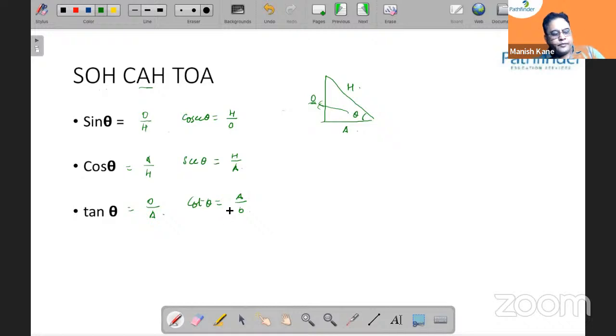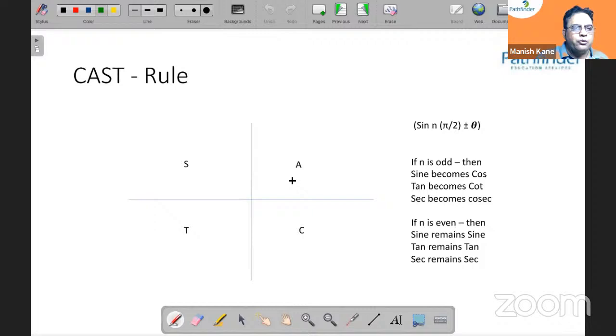So hopefully this definition is clear. More important is how to calculate different angles. Now remember, there are several ways to remember this: add sugar to coffee, all school to college, CAST. CAST means you divide the xy plane into 4 quadrants, 1, 2, 3, and 4, right? In the first quadrant, all are positive.